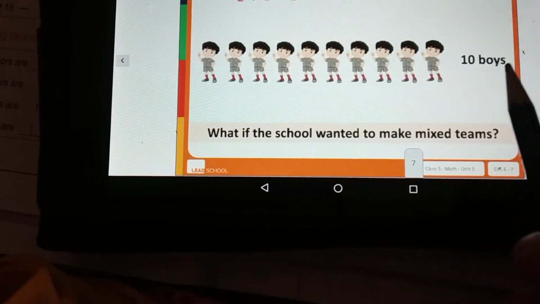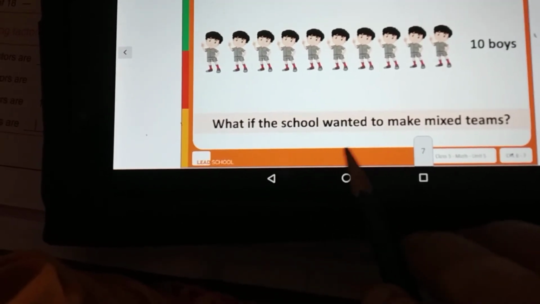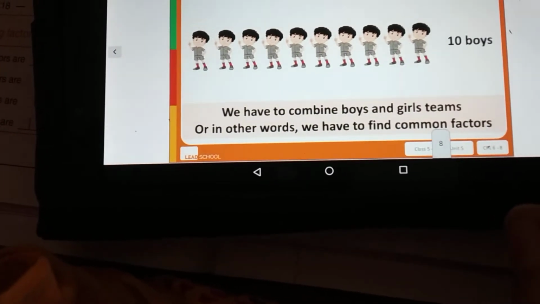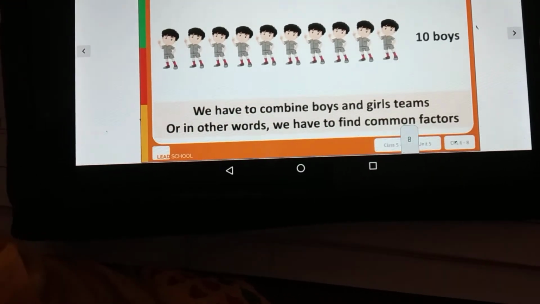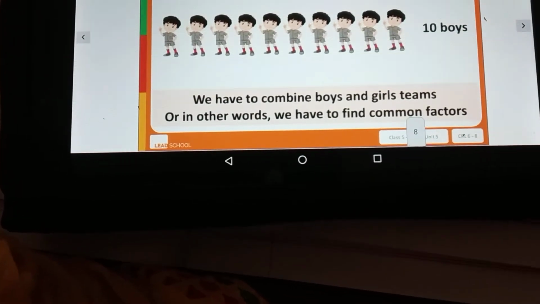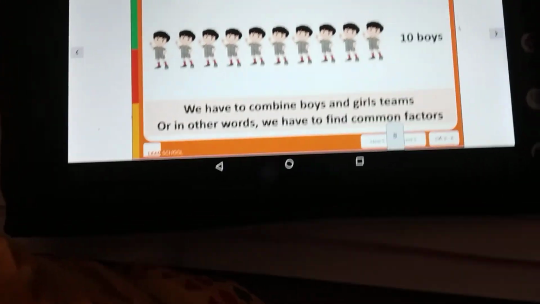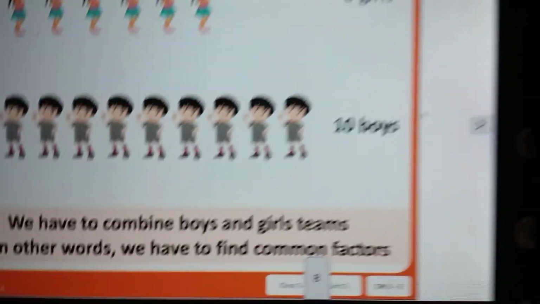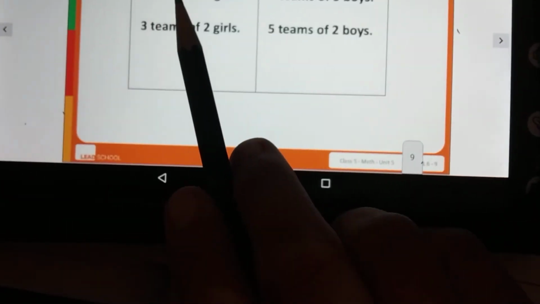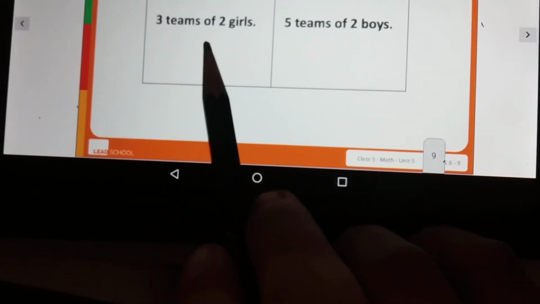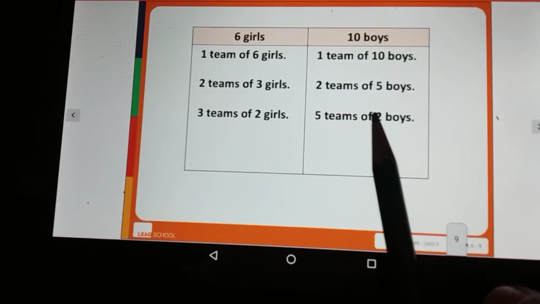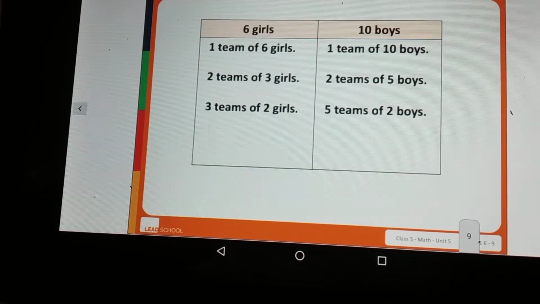Now 10 boys and 6 girls are there. What is the maximum number of teams the school can make? We have to combine boys and girls teams, in other words find the common factors. 1 team of 6 girls, 2 teams of 3 girls, 3 teams of 2 girls. Same for boys: 1 team of 10 boys, 2 teams of 5 boys, 5 teams of 2 boys.